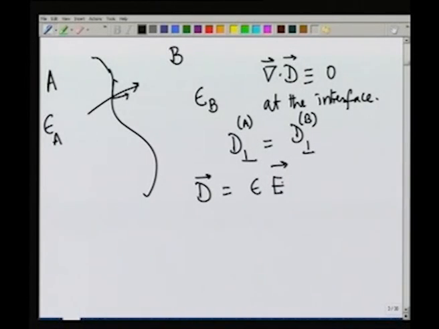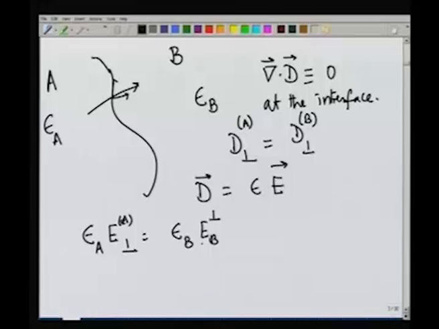And dB is epsilon B EB. So, make use of the constitutive equation, compare it with this equation, we conclude that epsilon A E A perpendicular is equal to epsilon B E B perpendicular. So, although the perpendicular component of the D field is continuous across the boundary, the perpendicular components of the electric field need not be continuous across the boundary, and of course, it would be continuous if and only if epsilon A equal to epsilon B.